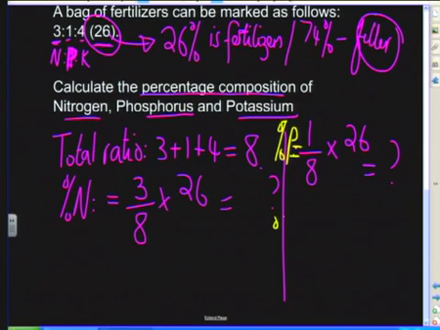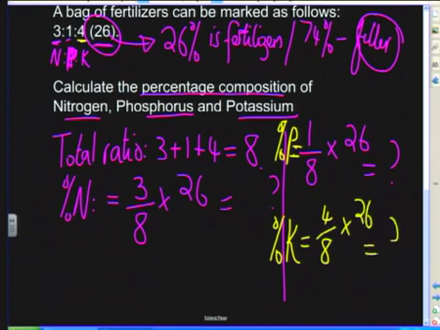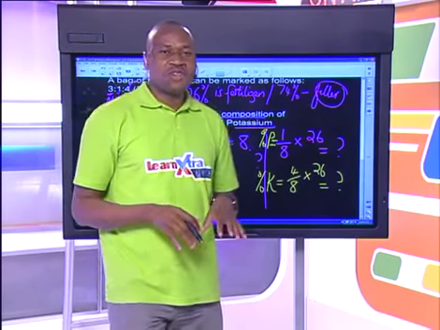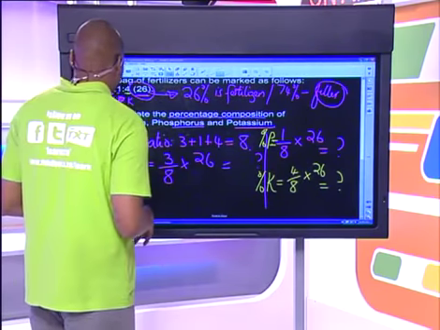Then the percentage composition of potassium will be given by, what is the ratio for potassium? It is 4. It will be 4 out of 8 times 26. And then, of course, you work it out. You have your calculators there. Quickly, you can do all those calculations and finish off.